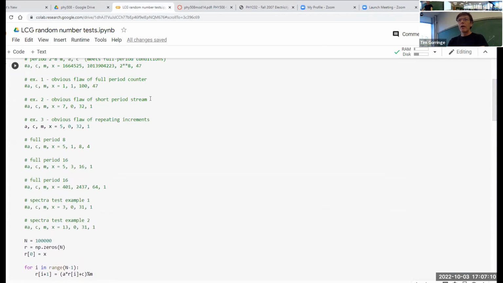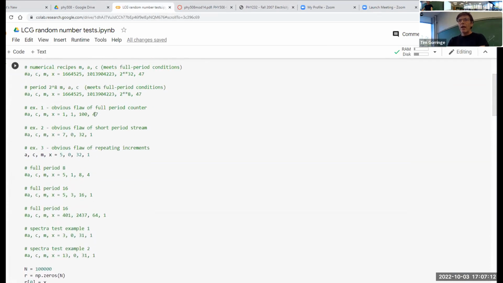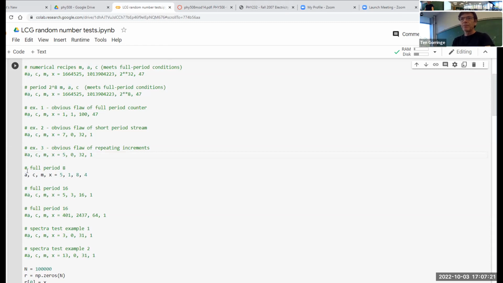Okay, so now I'm going to go back here. And I got some examples of full period. So here, in this line, my value of m is 8. So the best I can do is have a full period that has the 8 different values from 0 to 7 before it repeats.